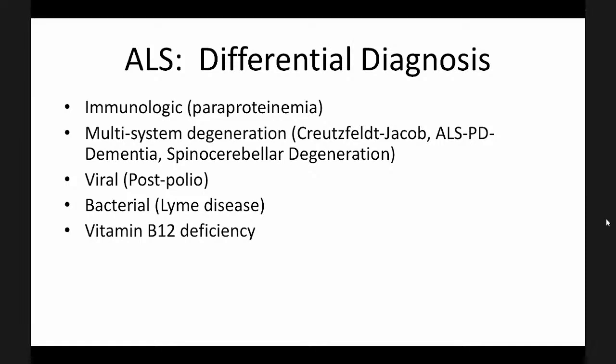There are some diseases like Lyme disease and vitamin B12 deficiency that may also have features of both upper and lower motor neuron involvement. But in the case of vitamin B12 deficiency, there is some sensory symptom as well.